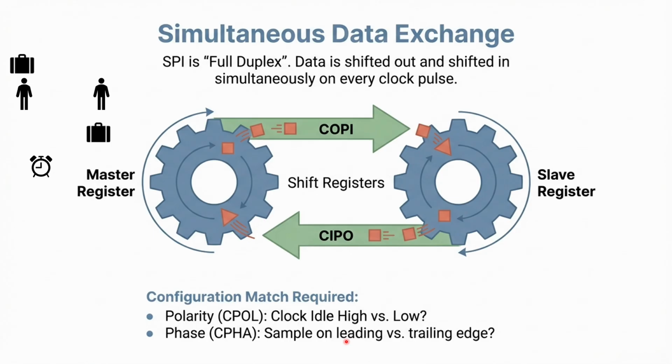If these settings don't match perfectly between your Pico and your sensor, what will happen? You'll be reaching for a suitcase that hasn't been pushed yet, and your data will be turned into gibberish. This is why the first thing you should do in any project is check the sensor datasheet for its required SPI mode.